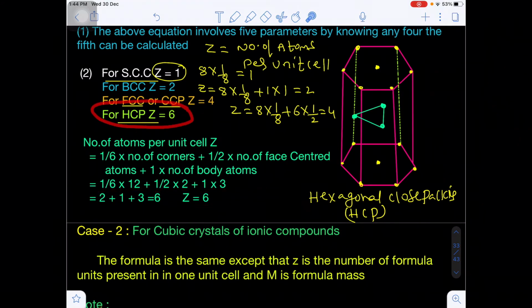So we have to remember the Z value. Once again I am repeating: for the simple cube the Z value is 1, for the BCC Z value is 2, for the FCC or CCP Z value is 4, and for the hexagonal close packing in 3 dimensions we have to consider the Z value 6.